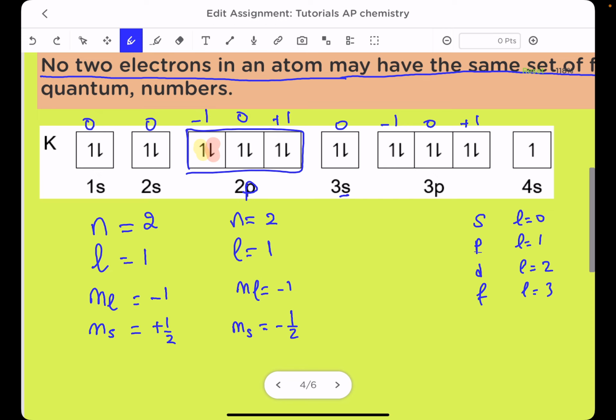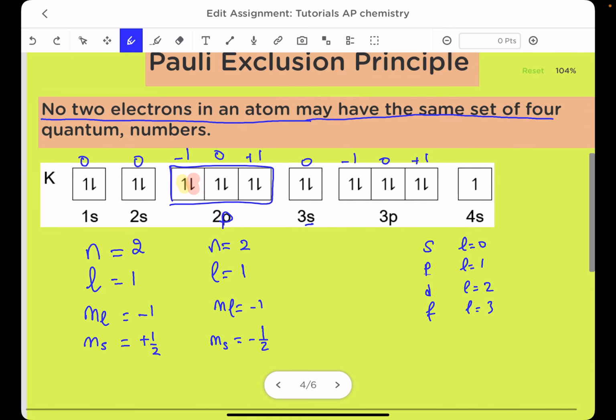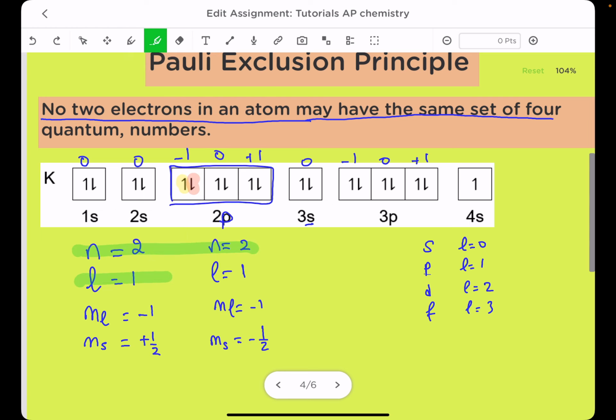So what does it mean? Again, let's read this definition: no two electrons in an atom may have the same set of quantum numbers. If you look at those two highlighted electrons, they have the same n, the same l, the same ml, but they cannot have the same spin.